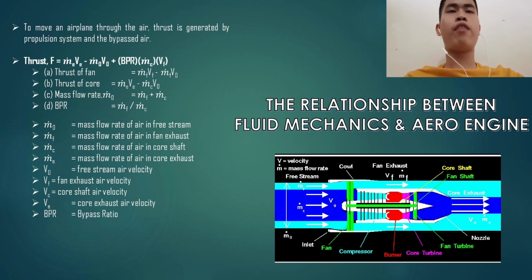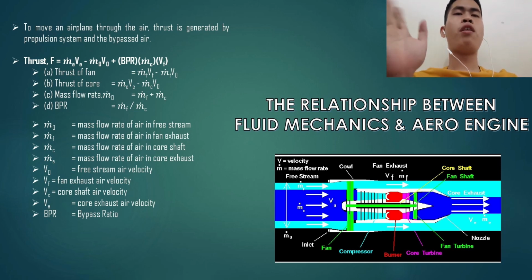Lastly, how can fluid mechanics apply in this turbofan engine? We know that every action has an equal and opposite reaction force. The imbalanced force created by the air in the backward direction causes the airplane to have a thrust force forward. To move an airplane through the air, thrust is generated by the propulsion system and the bypassed air.